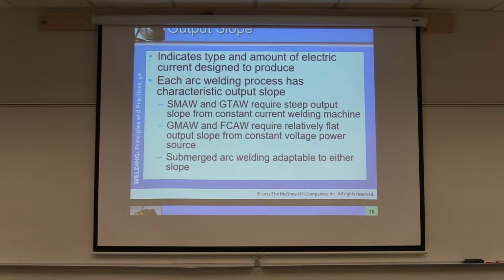Each arc welding process has a characteristic output slope. We just read from this, SMAW requires a steep output slope from constant current. However, GMAW and FCAW require a relatively flat output slope from constant voltage power supplies.